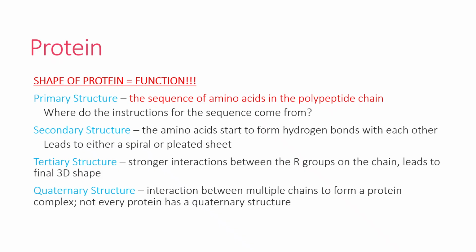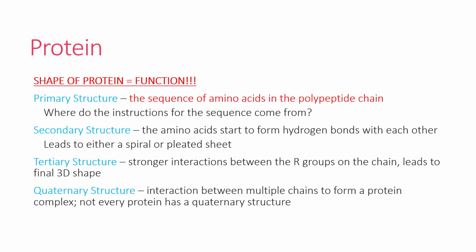Now, I asked this question on the last slide, and hopefully you've put a little bit of thought into it, but where do the instructions come from that dictate this sequence? This is where our DNA comes into play. Okay, a gene is a sequence of nucleotides that codes for a specific protein. So the sequence of nucleotides in the DNA directly relates to the sequence of amino acids in the protein. Okay, so that's the primary structure, just a sequence of amino acids.